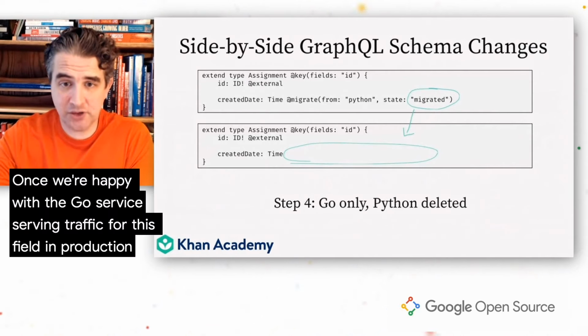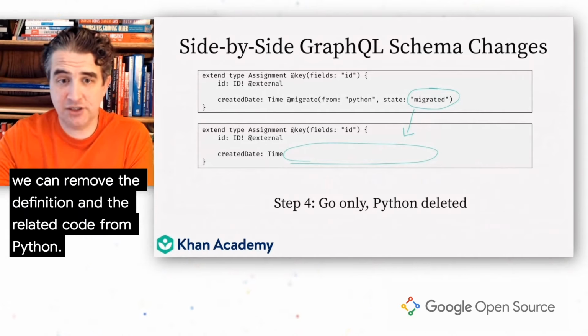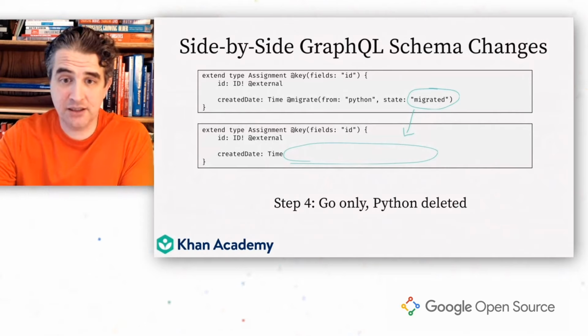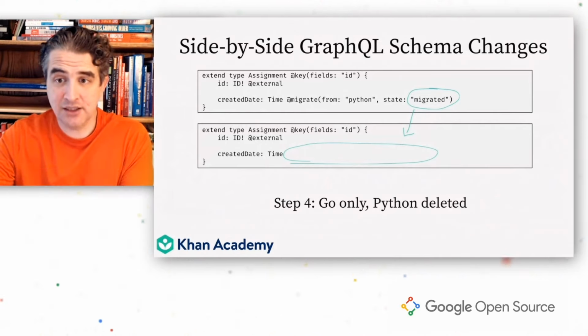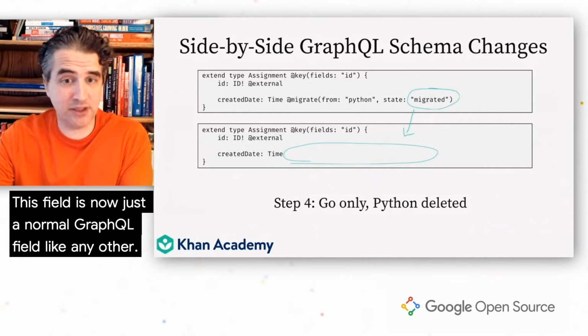Once we're happy with the Go service serving traffic for this field in production, we can remove the definition and the related code from Python. Once we do that step, we can remove the migrate directive entirely. This field is now just a normal GraphQL field like any other.